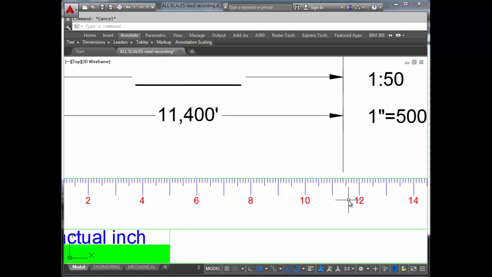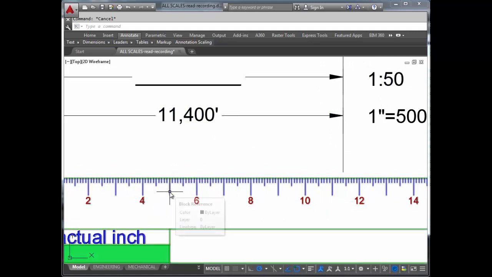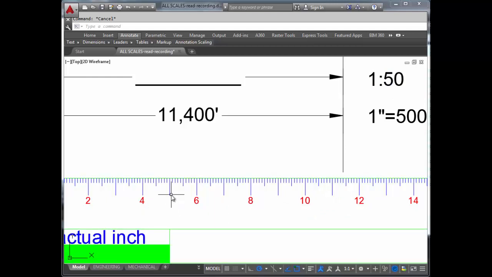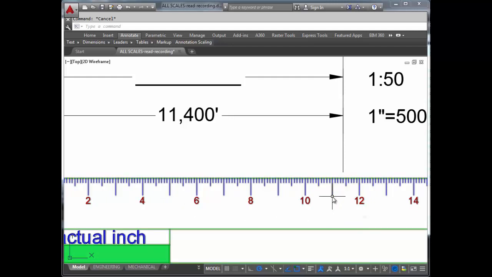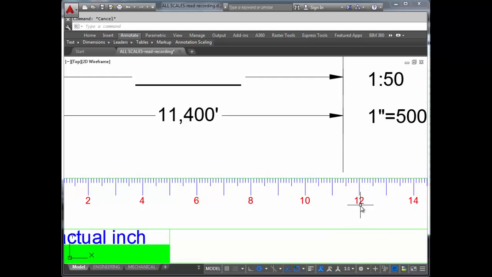So our answer here would still be 11,400, but we have to change that value. This is now 50, not 5,000. So that means that this would be 110. This would be 120. So the tick marks in between the 110 and 120 are worth 1 unit or 1 inch in this scenario. So this would be 114 inches.